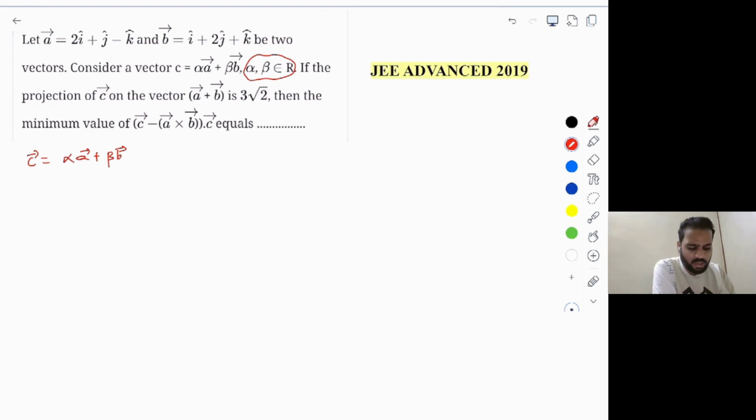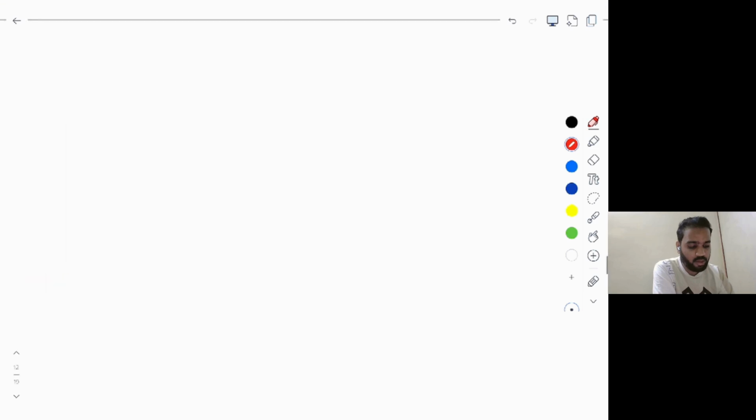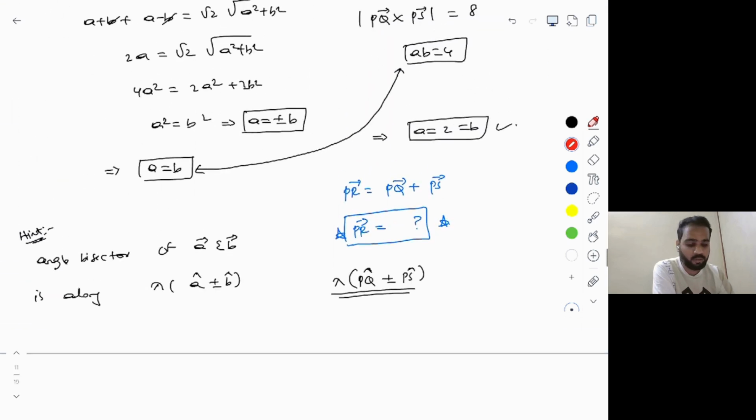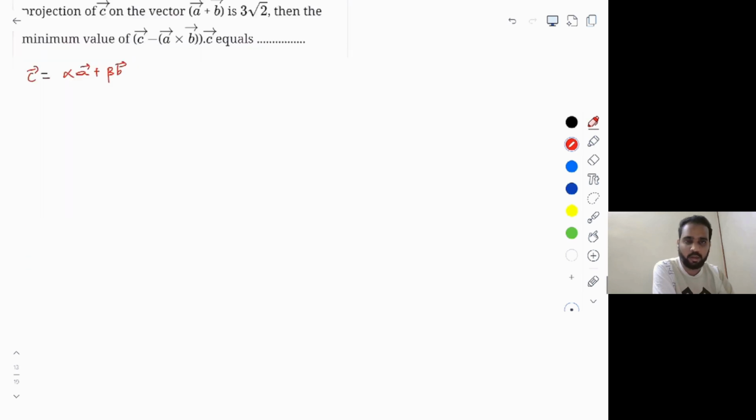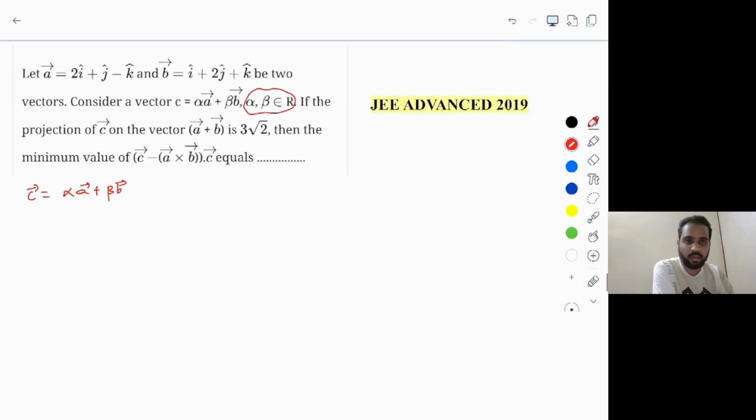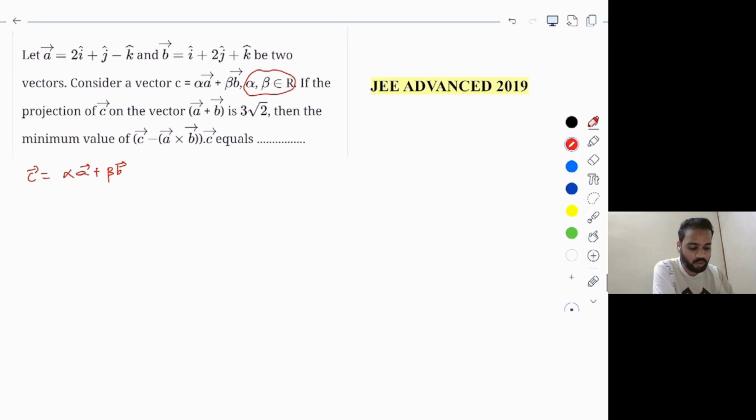Okay, so as I told, this kind of questions will be repeated. So you can see in the last question also we had an option involving projection of one vector along another vector, right? So here also again it's a concept of projection, but the way you calculate this question is somewhat different to the previous one. Okay, so let's see what we are going to do. Now let's write down what is given next. If the projection of C bar on the vector A plus B is 3 root 2.